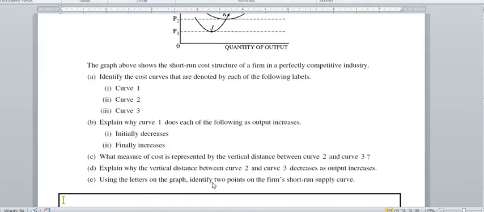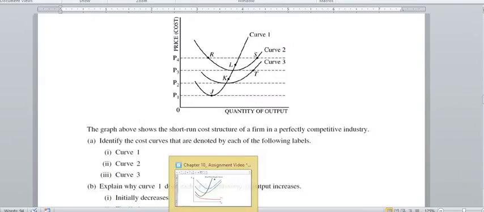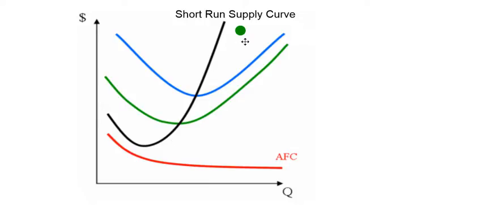Yeah, it's actually asking you to identify 2 points on the firm's short run supply curve. So you need to know that that's what this is. And if you understand what this curve is and how it works, and then think about how we calculate a producer surplus, then it makes sense that this curve would also be the firm's short run supply curve.